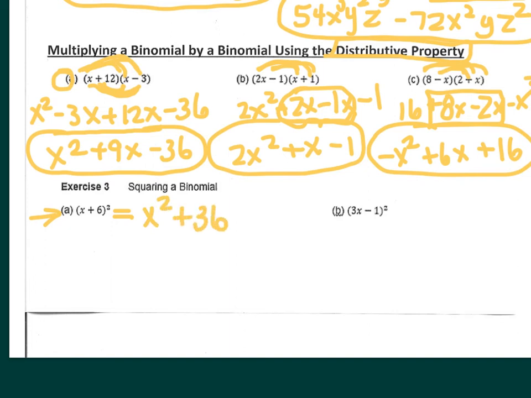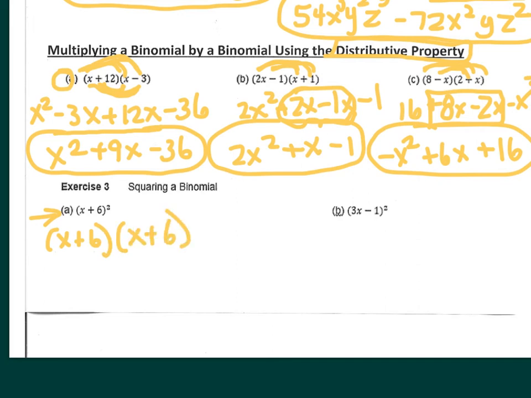I hope you didn't write that down because it's wrong. I'm going to take this little eraser and erase that because that's not correct. Think about what it really means to square something. For example, when you do 3 squared, that means 3 times 3. When you do x plus 6 squared, that means x plus 6 times x plus 6.